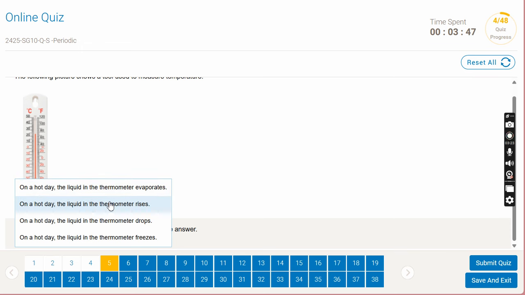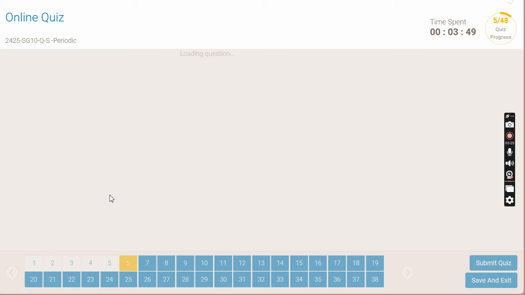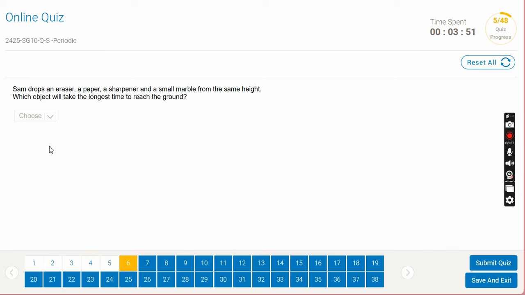So on a hot day, the liquid in the thermometer rises. The next one, sand drops an eraser, a paper, a sharpener, and a small marble from the same height. So what happens? There is gravity, right? So gravity is pulling these objects down.